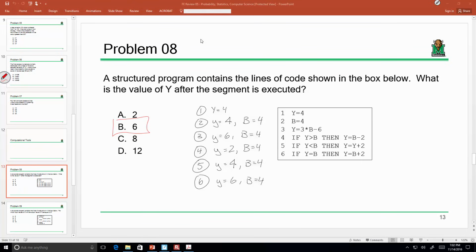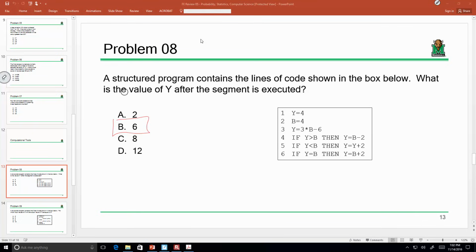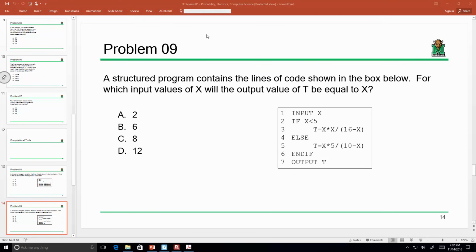All right. Does that make sense? Okay. The next one, I'm not going to lie to you, the next one's a little harder, and it takes a little bit of thought. A structured program contains the lines of code shown in that box. For which input values of x will the output value equal the input? So, if I input 7 and I get out 7, you know what I mean? What values does that occur for?